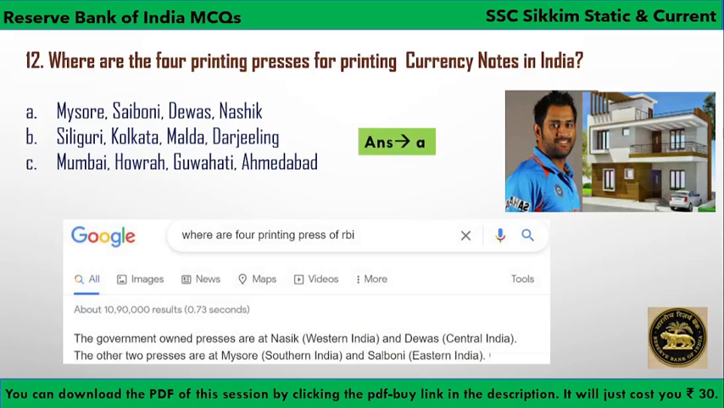Out of these 4 printing presses, 2 are owned by Government of India, and 2 are owned by Reserve Bank of India. The first 2 in option A, that is Mysore and Saiboni, are owned by Reserve Bank of India, and the next 2, that is Dewas and Nasik, are owned by Government of India. Okay, so that's it. Let's go to next question.